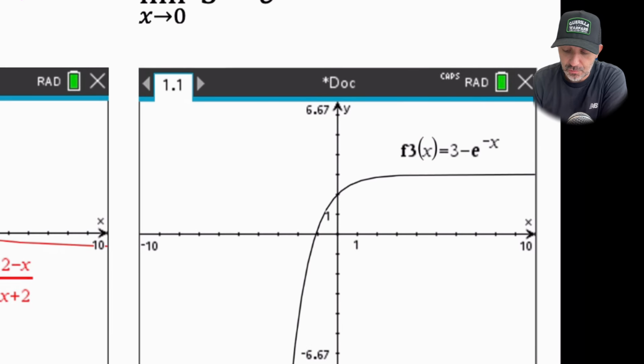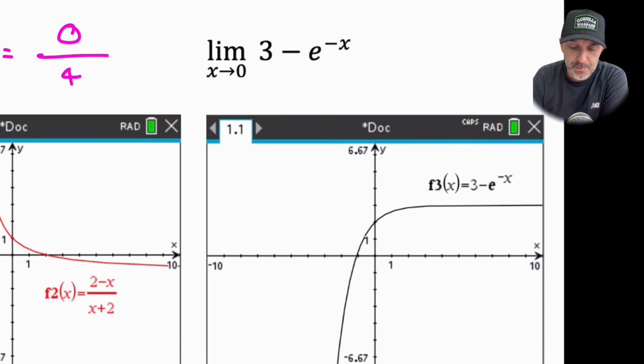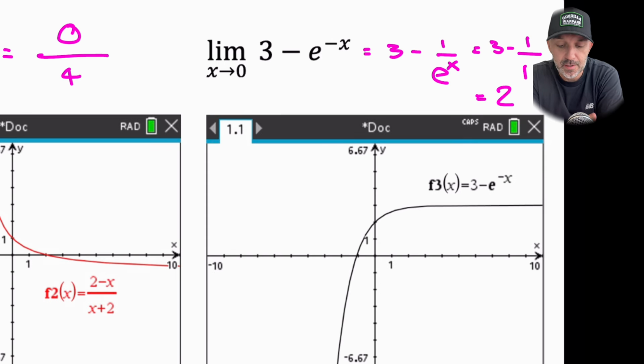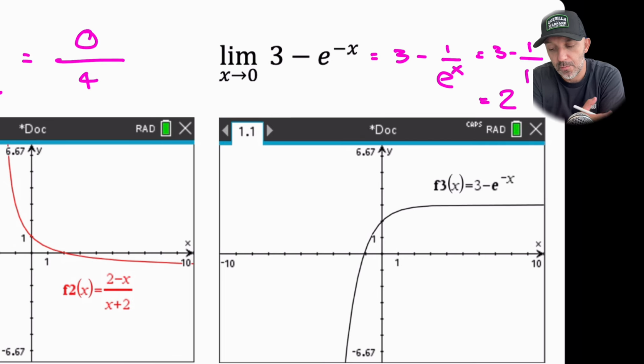Okay, and I just drew another one here. What happens when we substitute 0 into this? Well, we need to know a little bit about indices here. We'll recognize that this is written as 1 over e to the x. And when we substitute 0 into this, what we actually get is 3 minus 1 over e to the 0. Now, anything to the power of 0 is just 1. So therefore, it'll be 3 minus 1, which is 2. Okay, so the limit of 3 minus e to the minus x, as x tends to 0, will be 2.